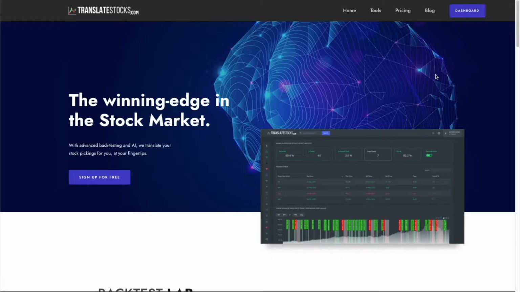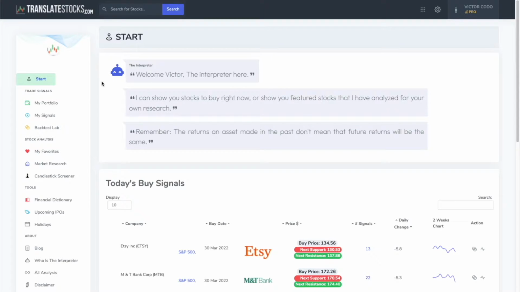Hi everyone. In this video, we're going to show you what it looks like when you first log into your dashboard and how you can easily use TranslateStocks' powerful AI to save time, to be more accurate, and to simplify your decision-making process in the stock market. So let's go inside.